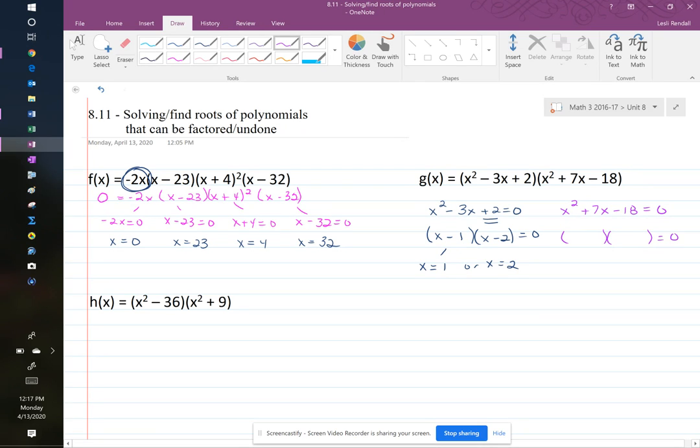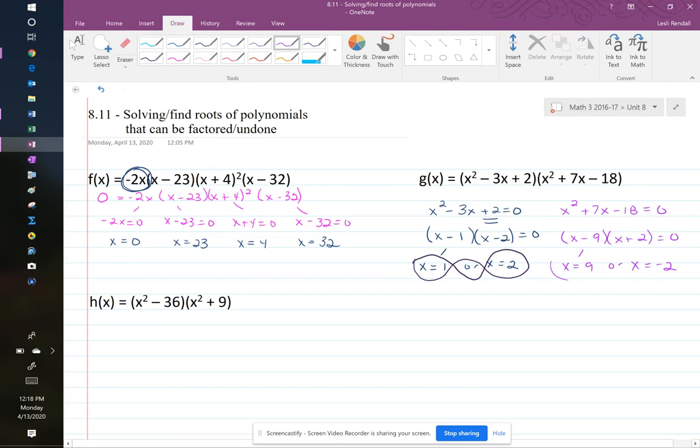We want factors of 18 that add up to positive 7. So 9 and 2. So negative 9 and positive 2 multiply to negative 18, but add to positive 7. So I get x is 9, or I get x is negative 2. And here we can see we have our answers.